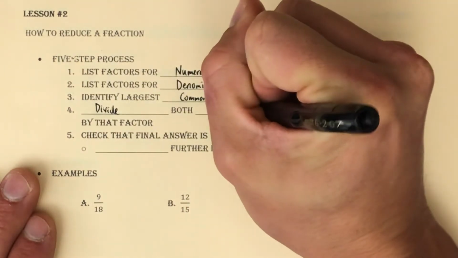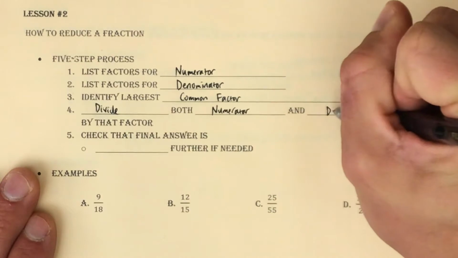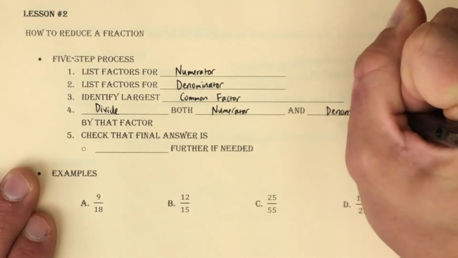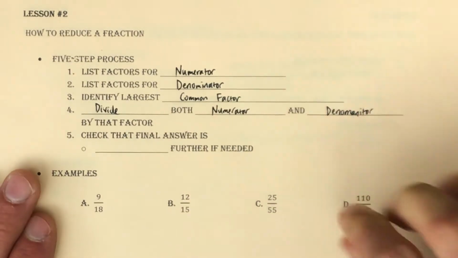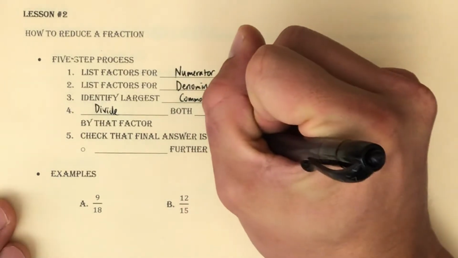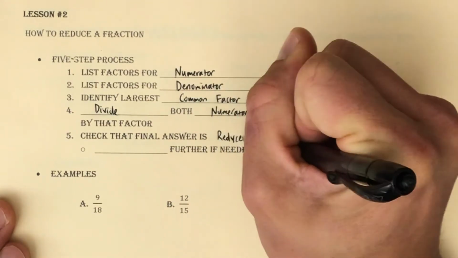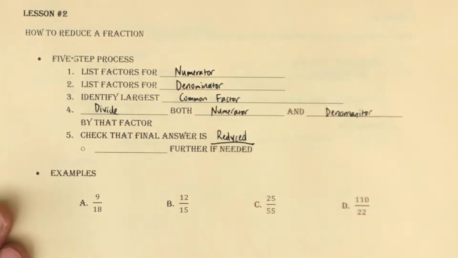both the numerator and the denominator by that factor. So whatever number we figured out went into both of them, the largest one we could find, we're going to divide both the numerator and denominator by that factor. Fifth step, we just need to check that the final answer is reduced. I'm not sure why the line didn't come through there, so we want to make sure that the final answer is reduced. I apologize about that.